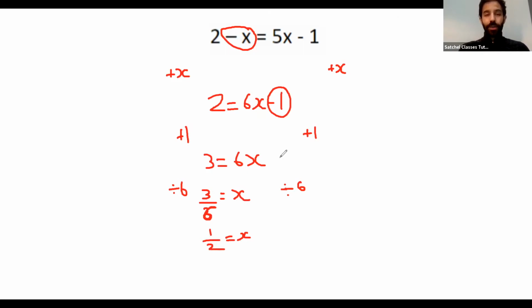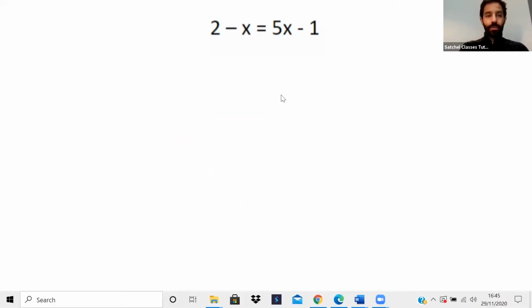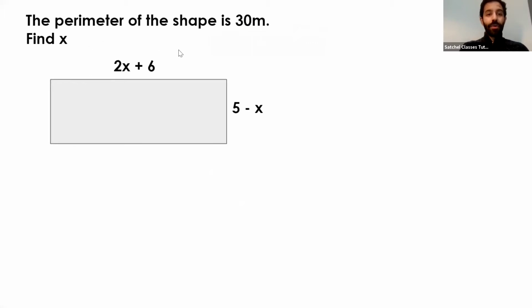So we really need to be good at solving equations to be able to do the next step in our lesson. And I'm just going to move on, and we are going to have a go at solving some problems involving solving equations. So I'm going to clear all of this and let's move on. So here it says the perimeter of the shape is 30 meters, find x. So we don't actually know the length of this side or the length of this side.